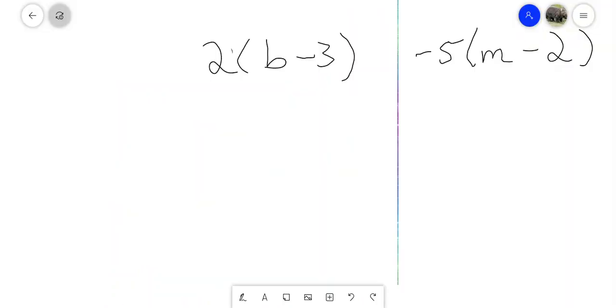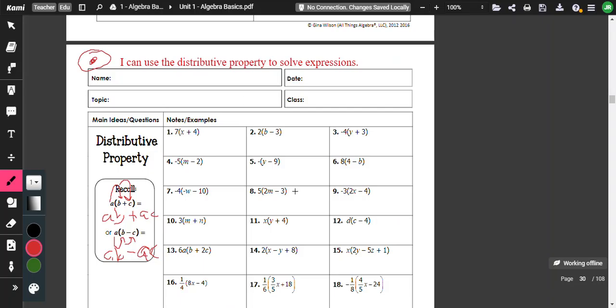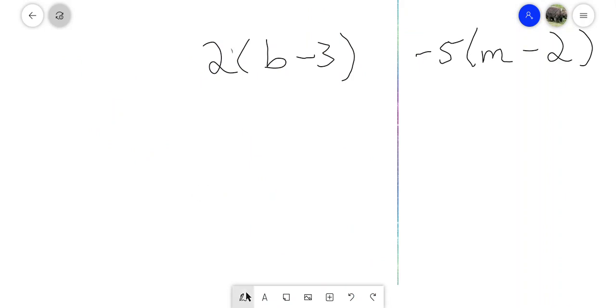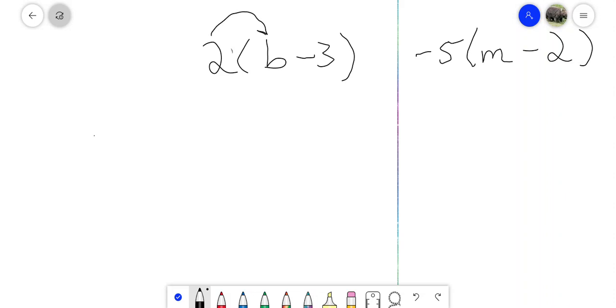So let's do an example problem. Let's do 2 times b minus 3, which is number 2. Okay, we're going to distribute the 2 inside the parentheses and multiply 2 times b. That's just 2b. And then 2 times negative 3 is just negative 6. And there we go. We've distributed the 2 inside the parentheses, and now our expression reads 2b minus 6.